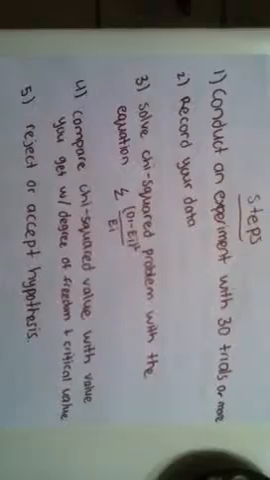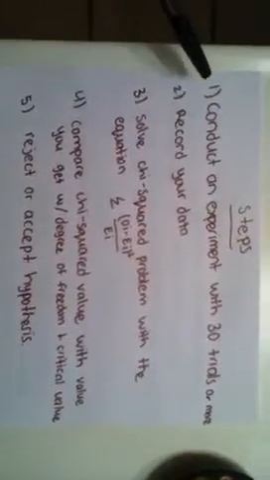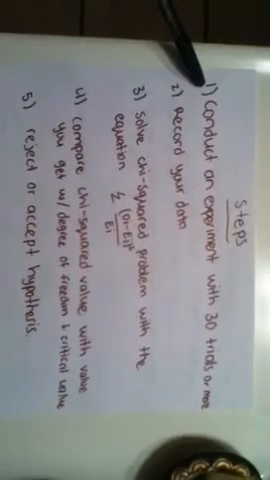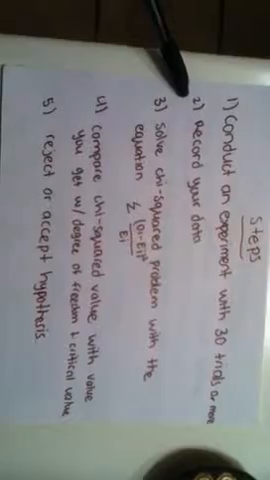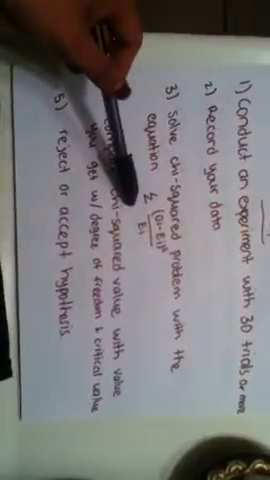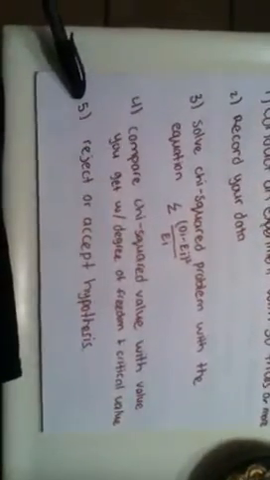Here are the steps to perform the chi-squared problem. First, you're going to conduct an experiment with 30 trials or more. This is to make sure that it is accurate. Then, you are going to record your data. Next, you're going to solve the chi-squared problem with your equation given. After that, you're going to compare the chi-squared value with the value you get with the degree of freedom and critical value. Finally, you're going to say if you reject or accept your hypothesis.